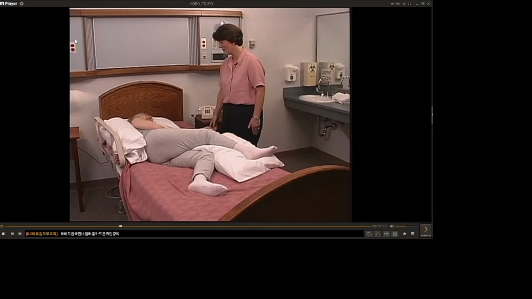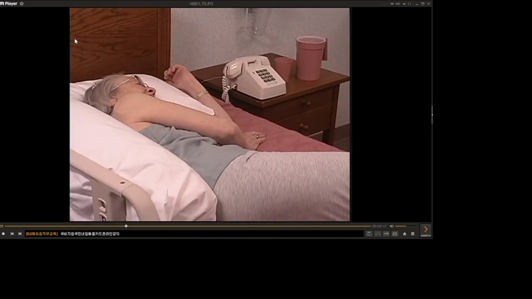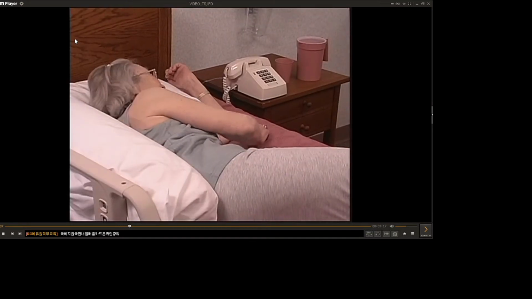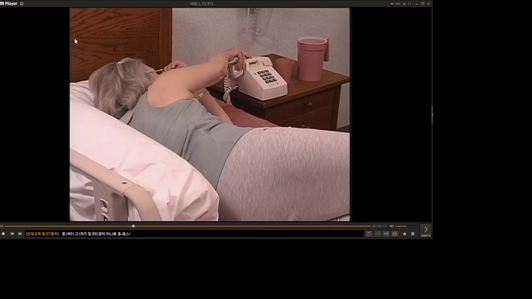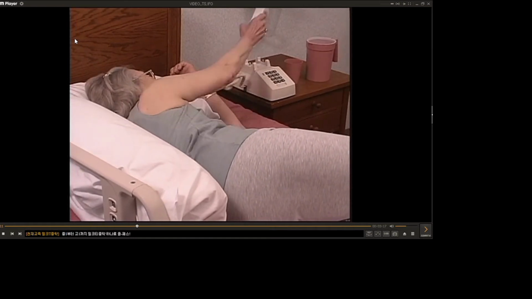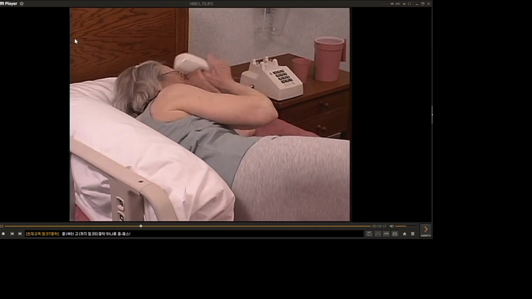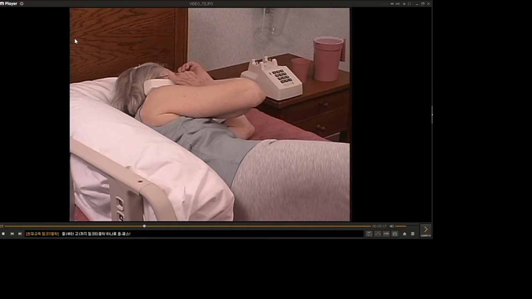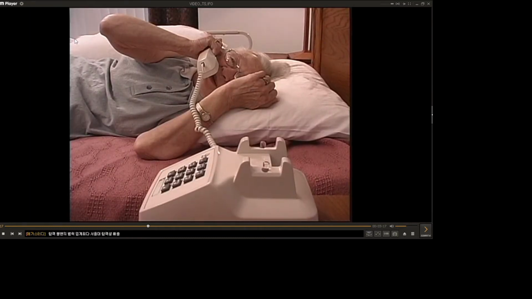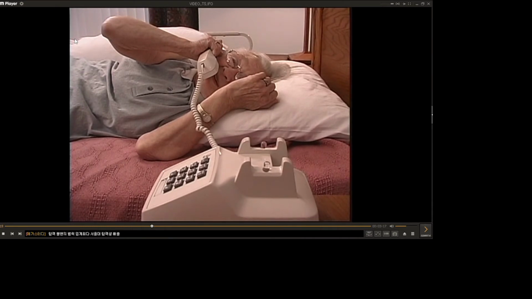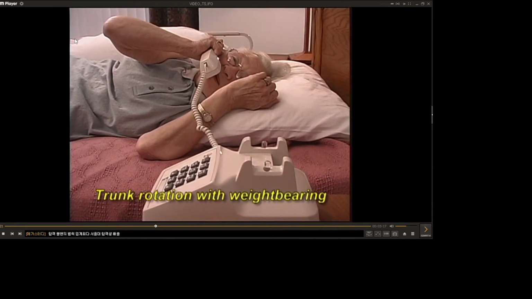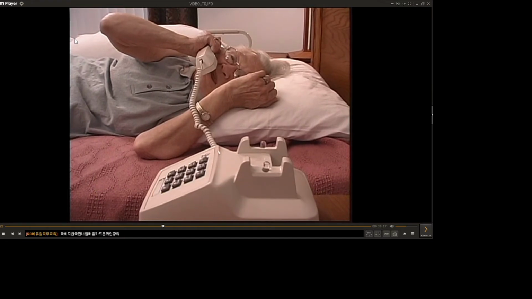objects from the nightstand. In addition to bed positioning, just how the bed is positioned in the room can add even more opportunities to increase function and awareness of the weak side. I like to have the nightstand positioned on the weak side, so it encourages the patient to turn in that direction. Each time she reaches for the phone, she has trunk rotation with weight bearing on the involved side.